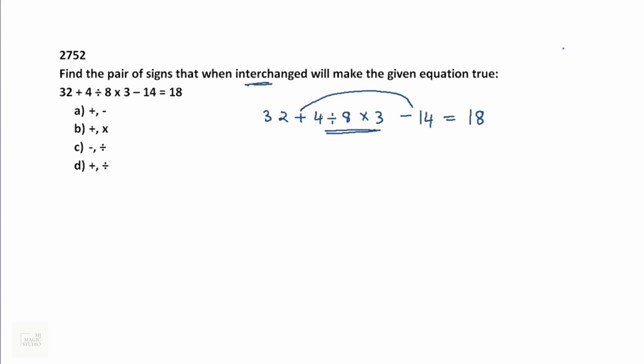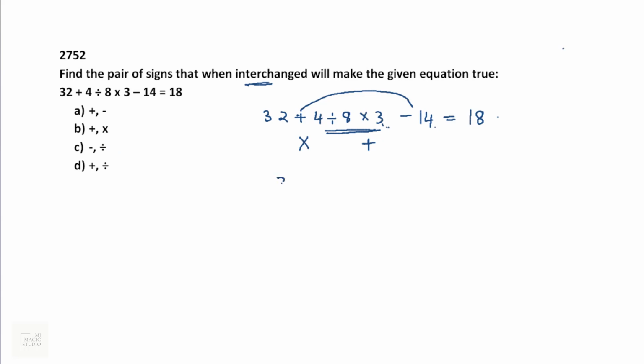Plus and into: we multiply first, and then here we have plus. 4 divided by 8 will remain as half, and then 32 into half would be 16. 16 plus 3 would be 19. 19 minus 14 is 5 and not 18.